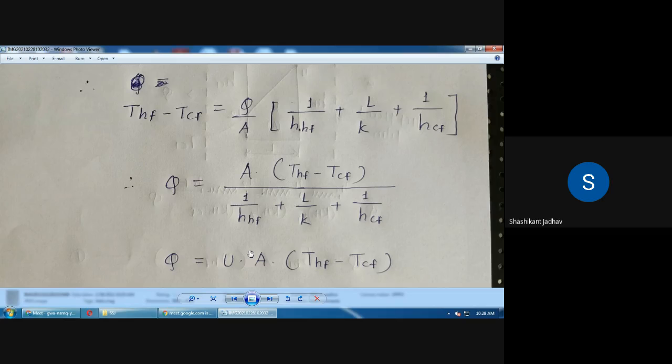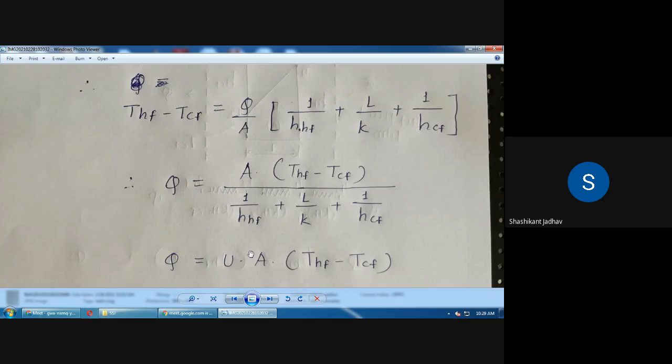Anyone? What is the value of U, that is overall heat transfer coefficient for this system? Whatever system you have considered, for that system you have to calculate the overall heat transfer coefficient. If you compare these two equations, then tell me what is the value of capital U. कोण सांगते? ही दोन्ही इक्वेशन कंपेअर करा तर त्याच्यावर तुम्हाला कॅपिटल यू इज इक्वल टू काय मिळेल? व्हॉट इज द व्हॅल्यू ऑफ कॅपिटल यू? एनीवन?